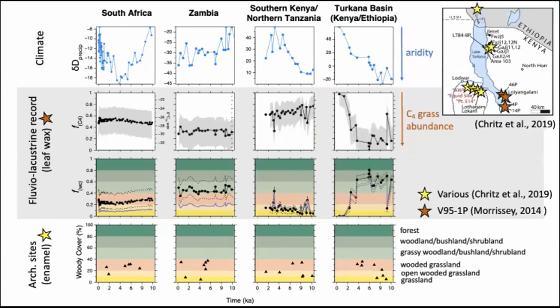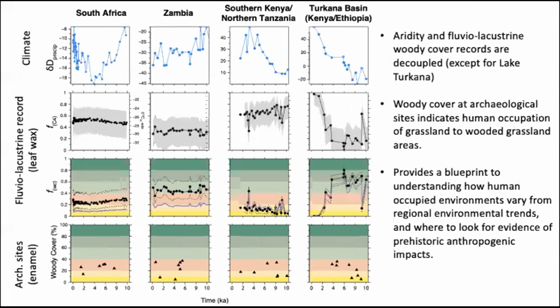And then into the Turkana Basin in Kenya and southern Ethiopia, things look a little bit different, where again, people are occupying spaces in this wooded grassland to grassland space, despite the fact that the Turkana Basin was actually quite woody throughout much of the early Holocene. And then following a sharp increase in aridity about 4,000 years ago, we get an opening of the environment. But these are different places from where people were living compared to what the records are telling us from the lake.